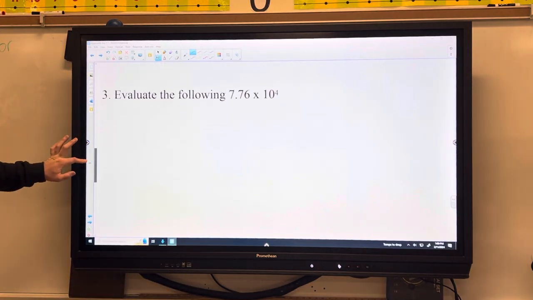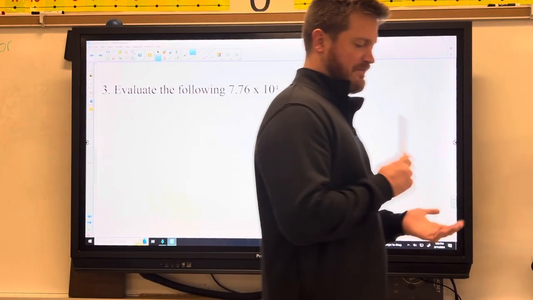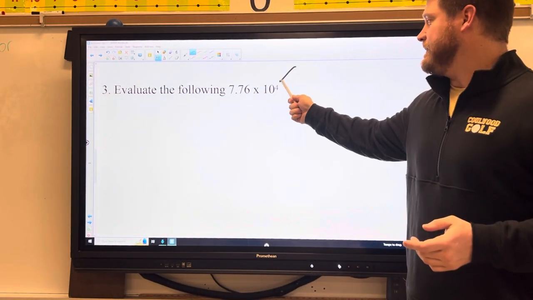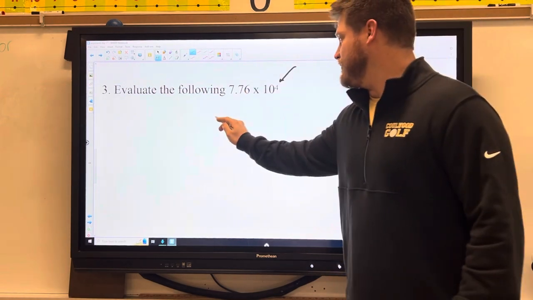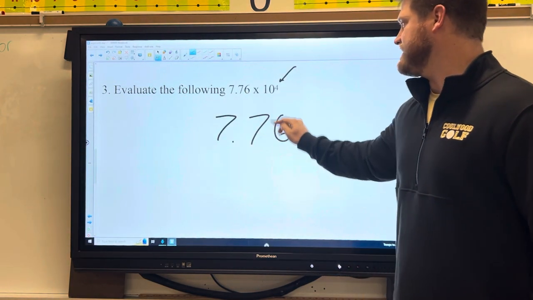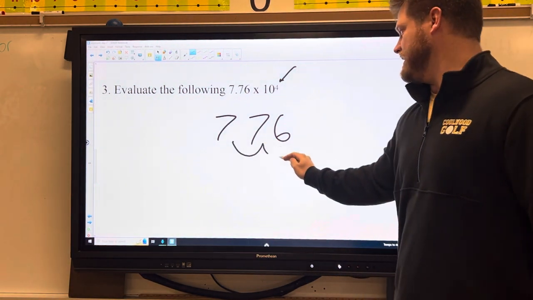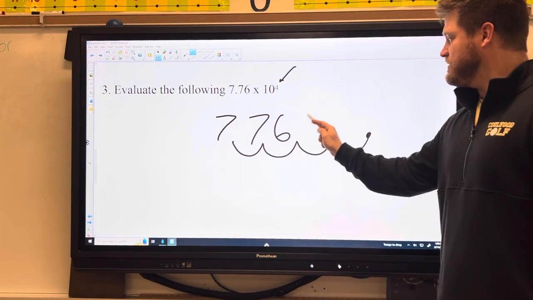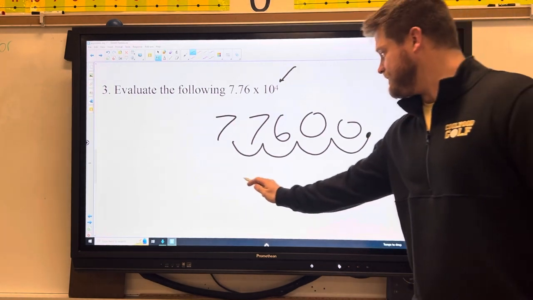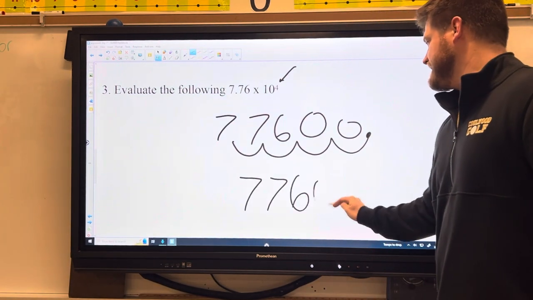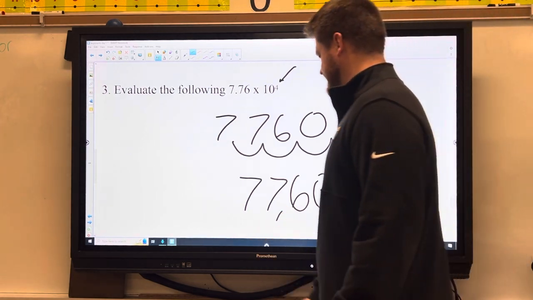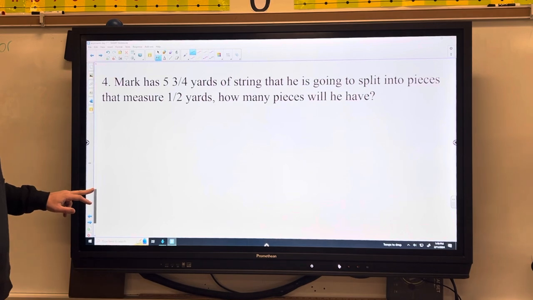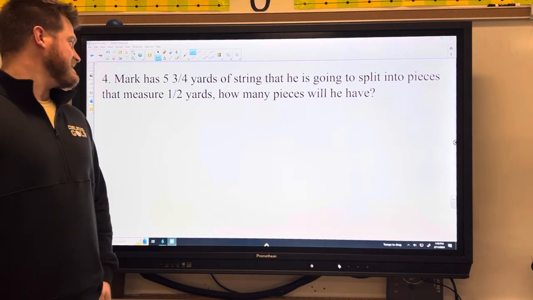Moving on, number 3, evaluate the following. Remember, with these problems, we move the decimal the exponent number of times. And since it's multiplication, we're moving it to the right. So if I have 7.76 and I move this 4 times, it's 1, 2, 3, 4. The decimal is now over here. There's 2 empty spaces, so that's 2 zeros. So when I rewrite this, it looks like this for an answer of 77,600.